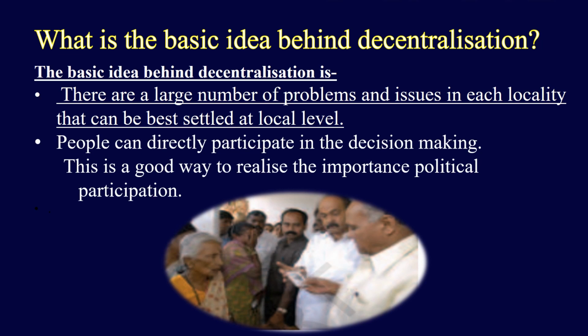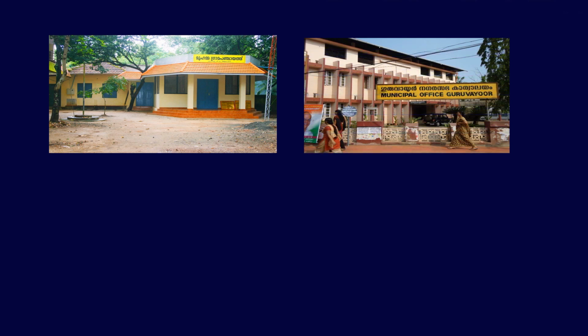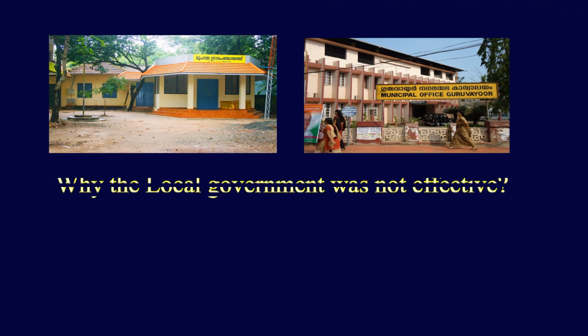And another idea behind decentralization is that at the local level, people can directly participate in the decision-making process. And this is a good way to realize the importance of political participation. Because for effective democracy, it is necessary that each citizen of the country can participate in the decision-making process. So under the process of decentralization, panchayats in villages and municipalities in urban areas were set up in all the states of India. But these panchayats and municipalities were directly under the control of state governments. So these were not as effective as the local government we have today.